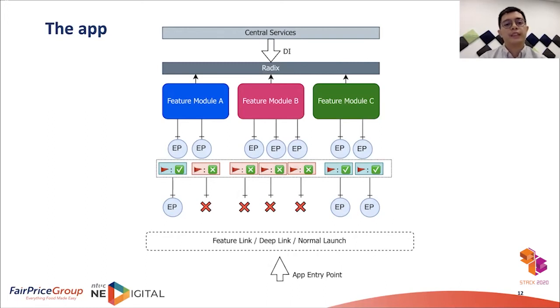So the feature modules here really just need to expose certain UI entry points for the application to actually interact with. For example, as you can see here, feature module A has 2 entry points, feature module B has 3 entry points, and so on and so forth. Entry points can be something like, when you click on the login button, what happens?